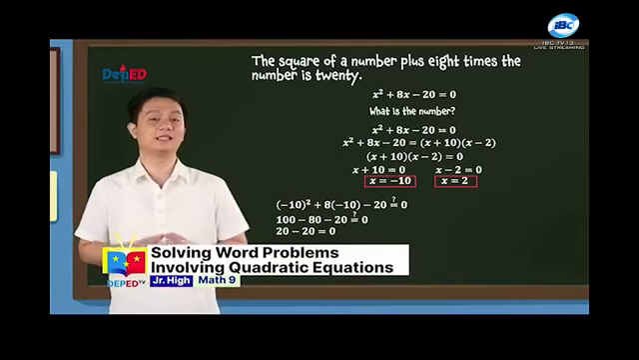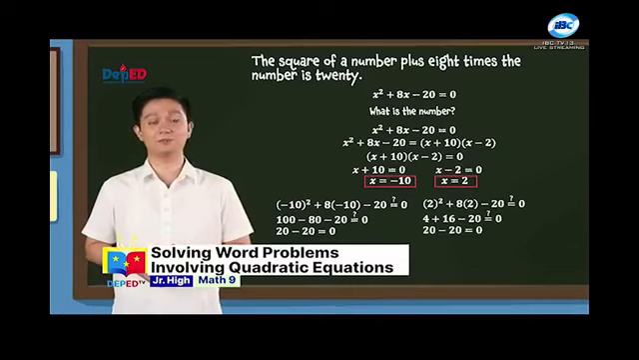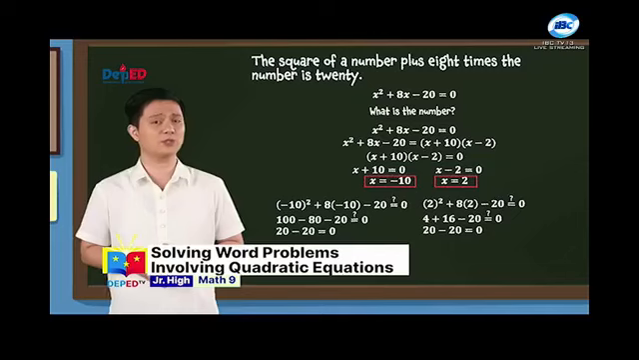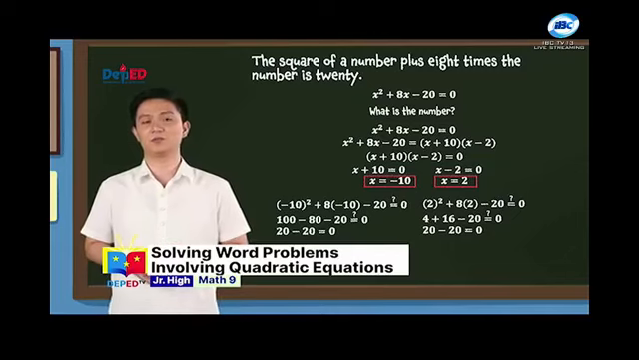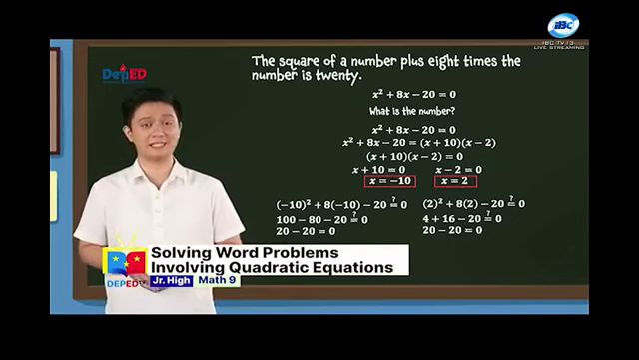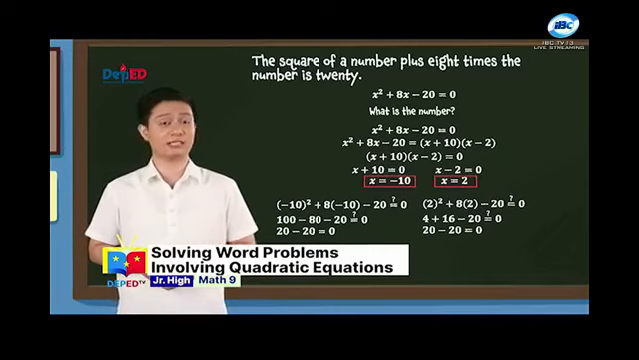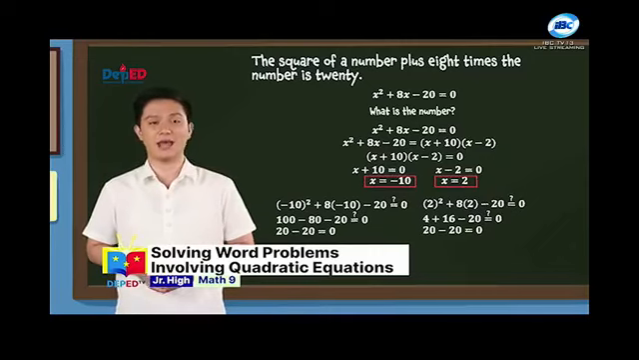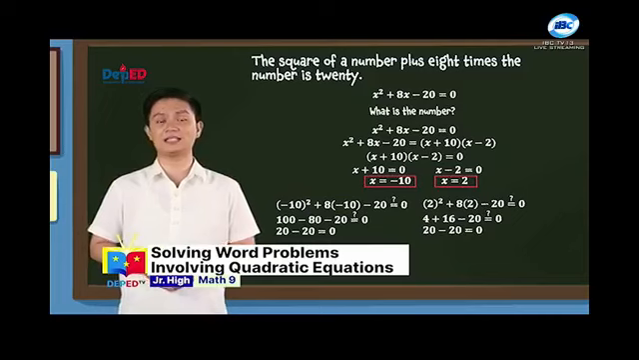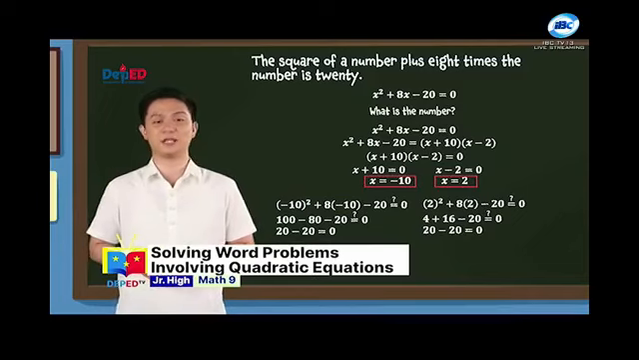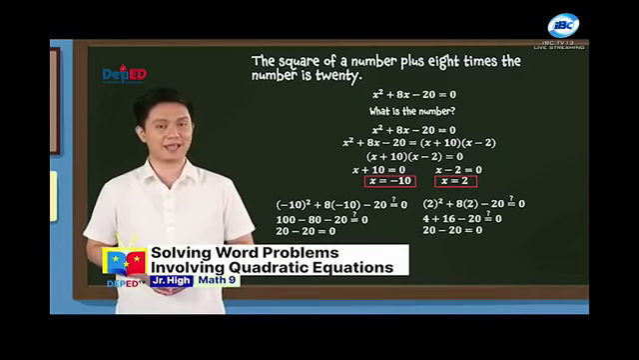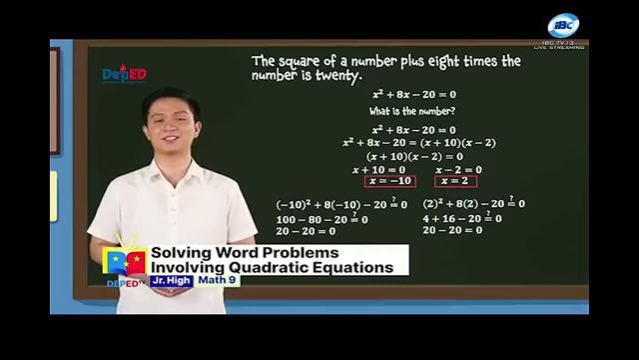We have, at this time, 2 squared plus 8 times 2 minus 20. Is the result equal to 0? Let's see. So we have 4 plus 16 minus 20. Is the result equal to 0? Next we have 20 minus 20, and this is of course equal to 0. So indeed, negative 10 and 2 satisfy the equation.